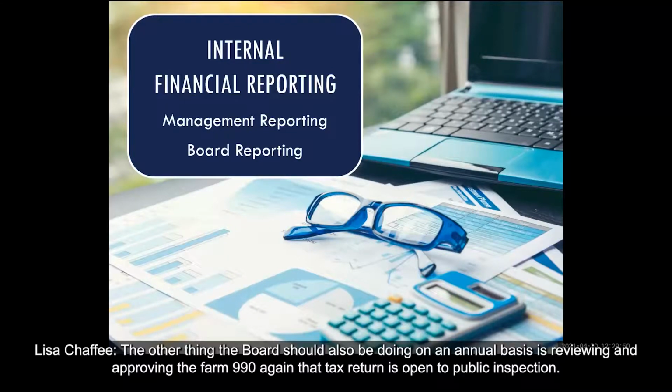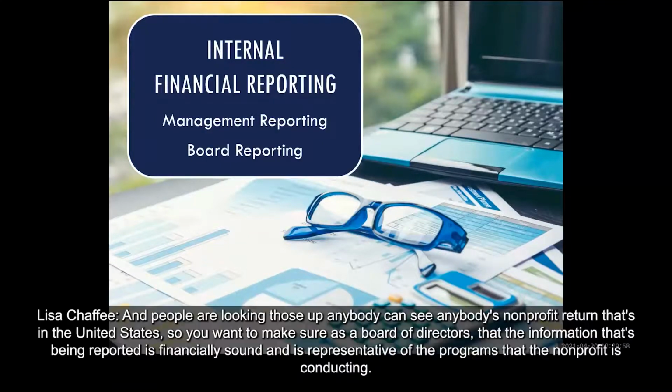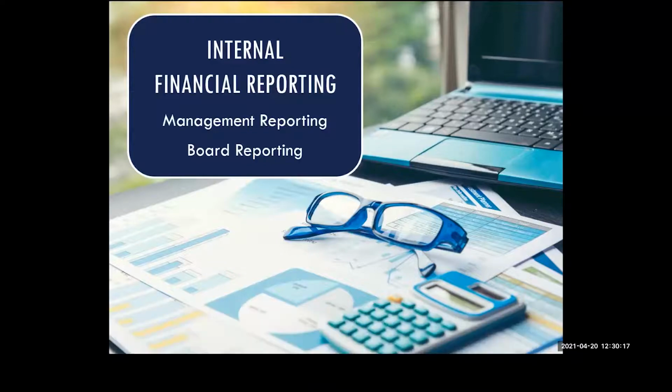The other thing the board should also be doing on an annual basis is reviewing and approving the Form 990. Again, that tax return is open to public inspection and people are looking those up. Anybody can see anybody's nonprofit return that's in the United States. So you want to make sure as a board of directors that the information that's being reported is financially sound and is representative of the programs that the nonprofit is conducting.